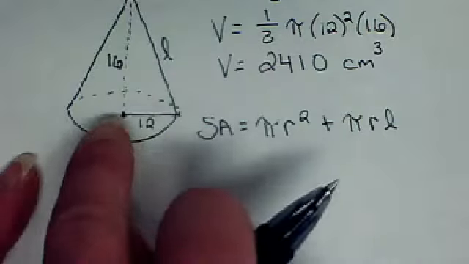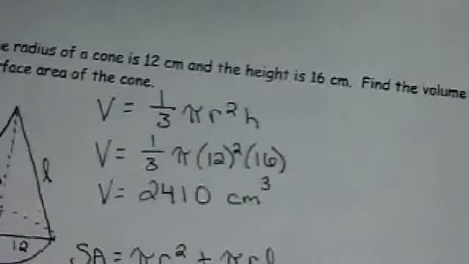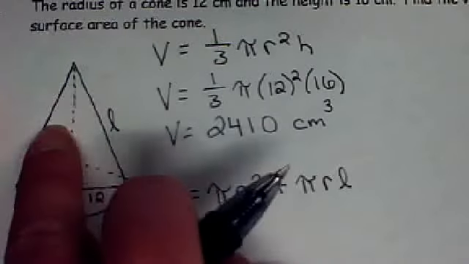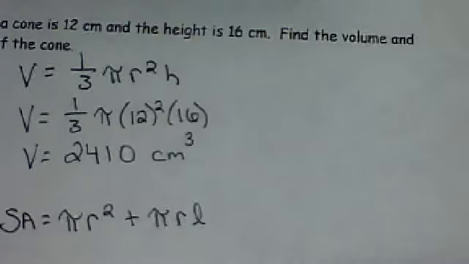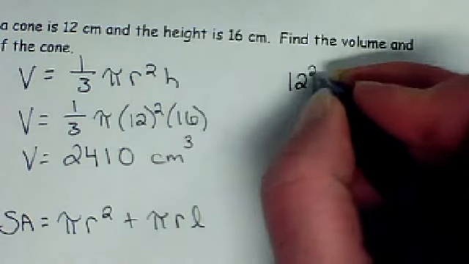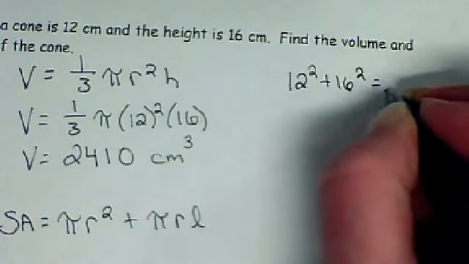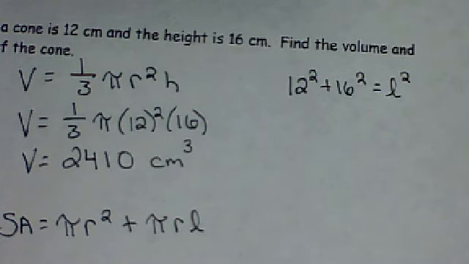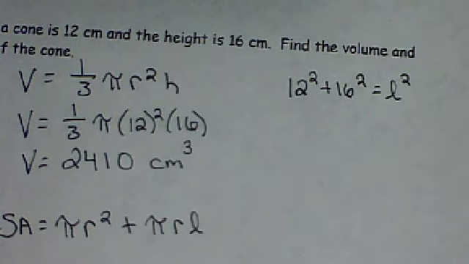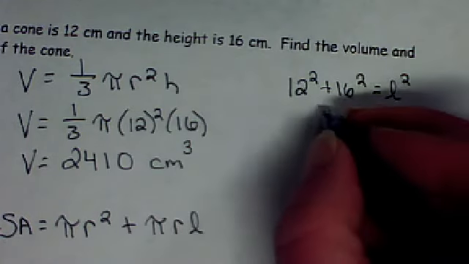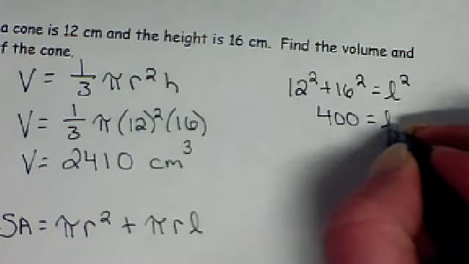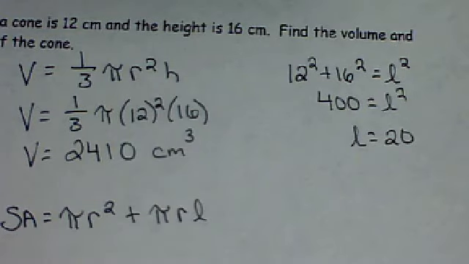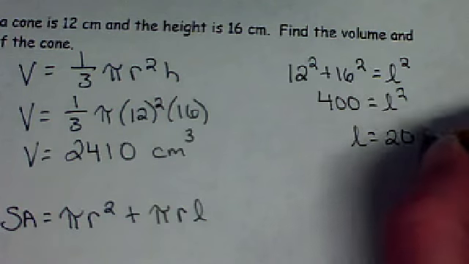Oh, but isn't the height perpendicular to the base, making that a right triangle? Oh, good old Pythagoras. 12 squared plus 16 squared equals L squared. So I would come over to the side somewhere and show that that's how I'm going to find L. So 12 squared plus 16 squared. I would write that down. So L is 20 centimeters.